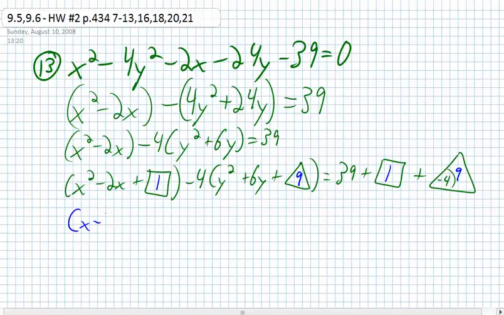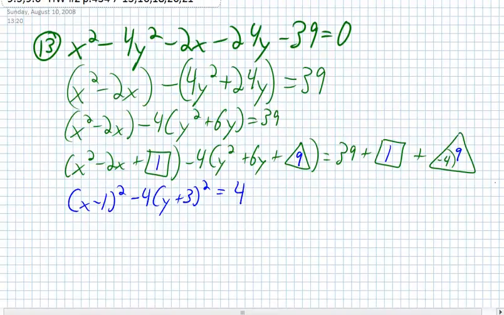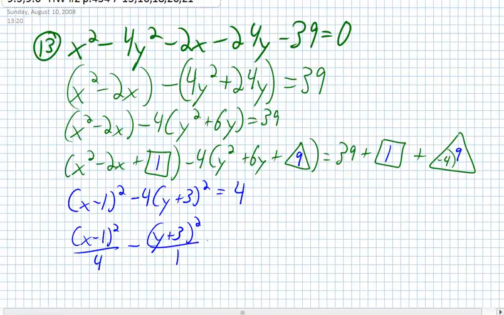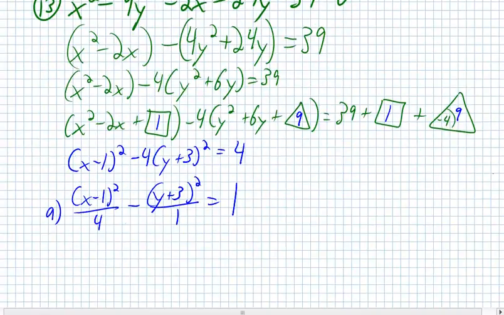When we rewrite, we get x minus 1 squared minus 4 times y plus 3 squared equals, this is 39 plus 1 minus 36, or 4. Divide both sides by a 4 and you get x minus 1 squared over 4 minus y plus 3 squared over 1 is equal to 1. This is usually how you know you did it correctly. You ended up with a pretty good looking hyperbola with perfect square denominators and everything was divisible. Okay, that is our graphing form.